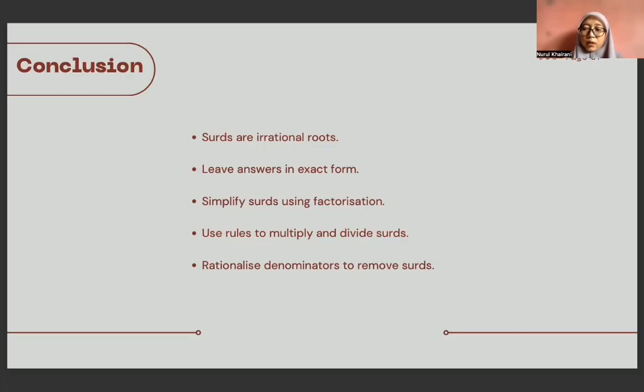To conclude, surds are irrational roots, and we should leave answers in exact form that can be simplified using factorization. We use specific rules to add, multiply, and divide surds. Finally, we rationalize the denominator to remove surds from the denominator.